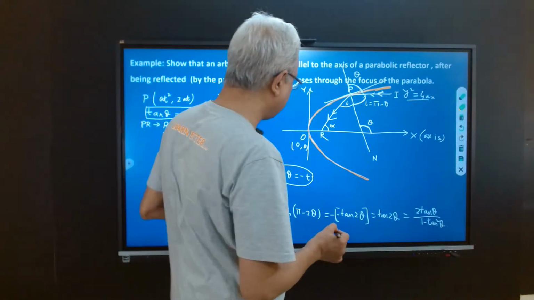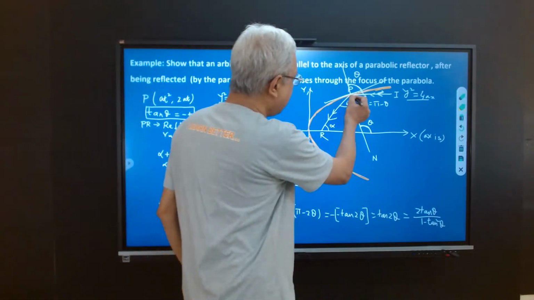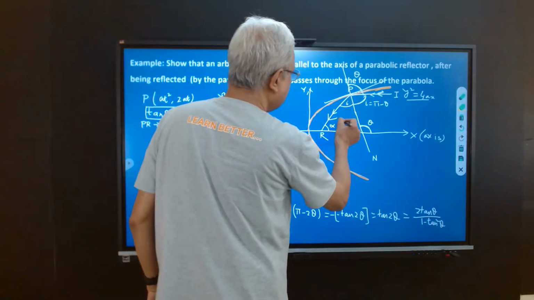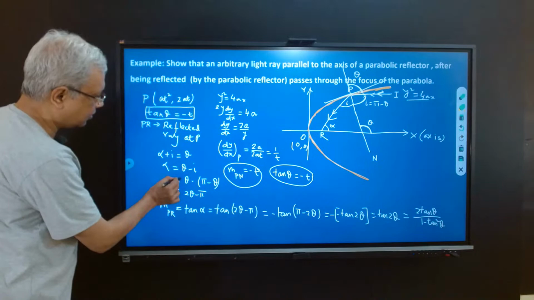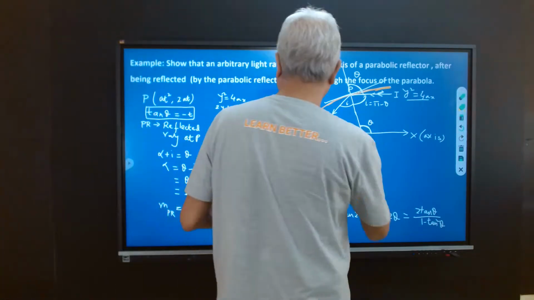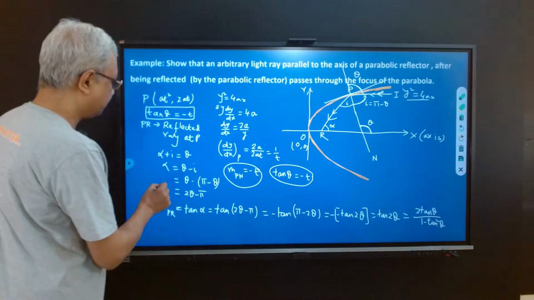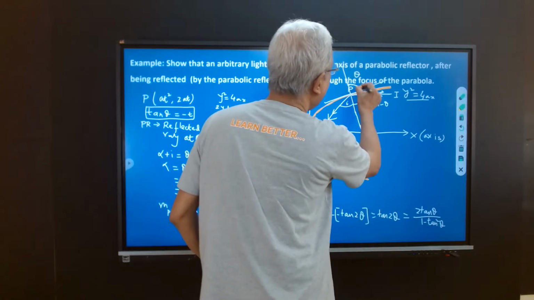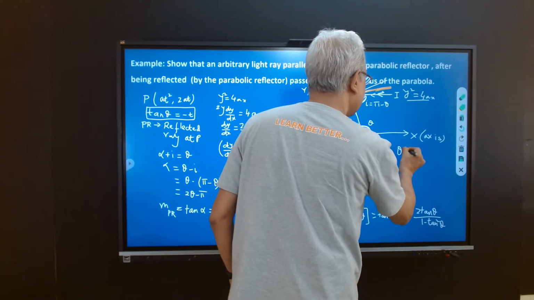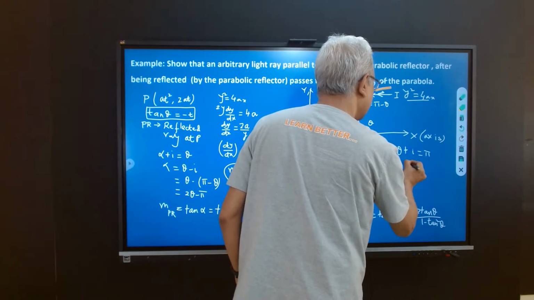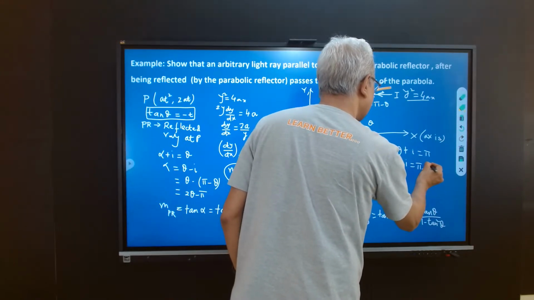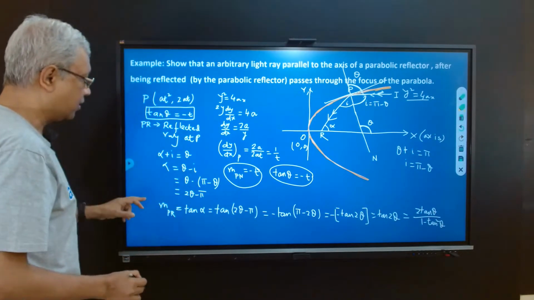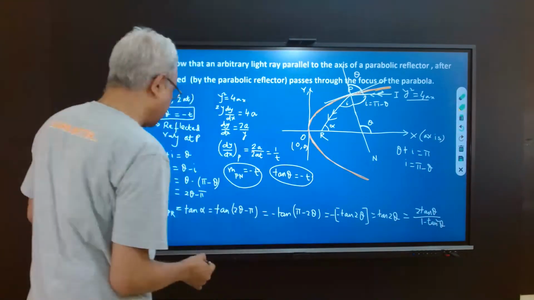Now this is the reflected ray PR. If the reflected ray makes an angle alpha with the positive x-axis, then alpha is actually theta minus i, and i is pi minus theta, that we have noted somewhere. This theta plus i is pi, so i equals pi minus theta. So theta minus (pi minus theta) is 2 theta minus pi. So the inclination of the reflected ray is alpha.